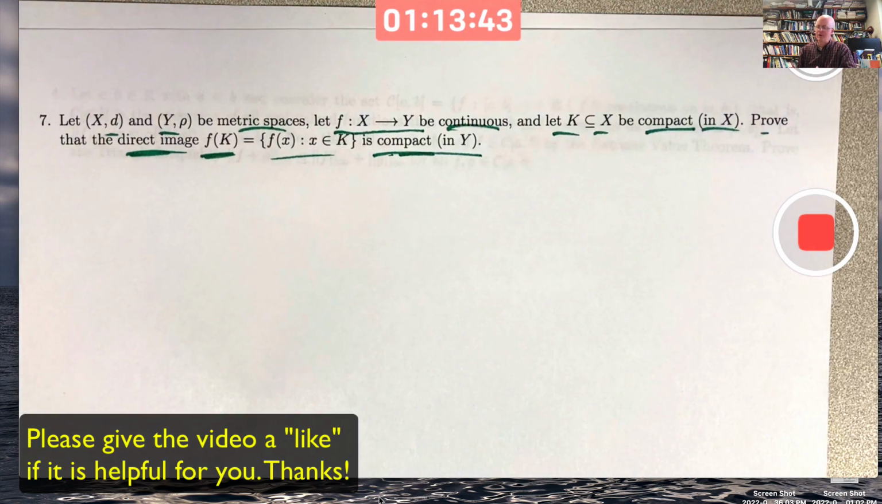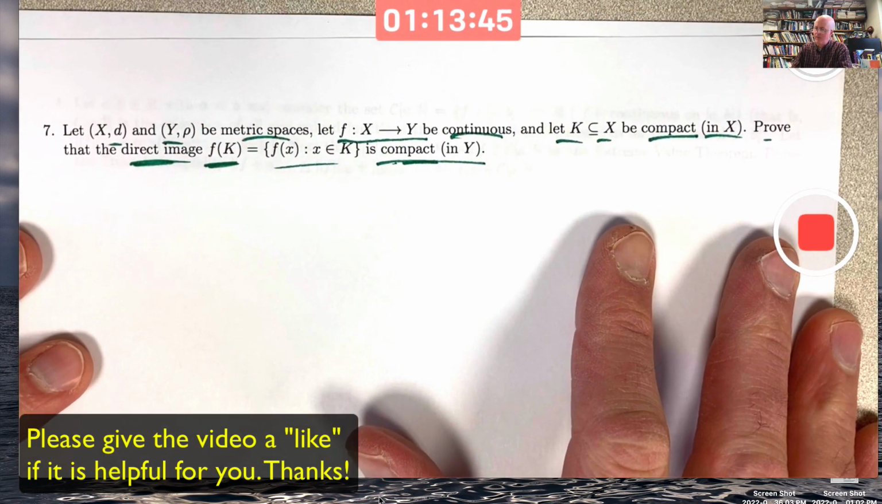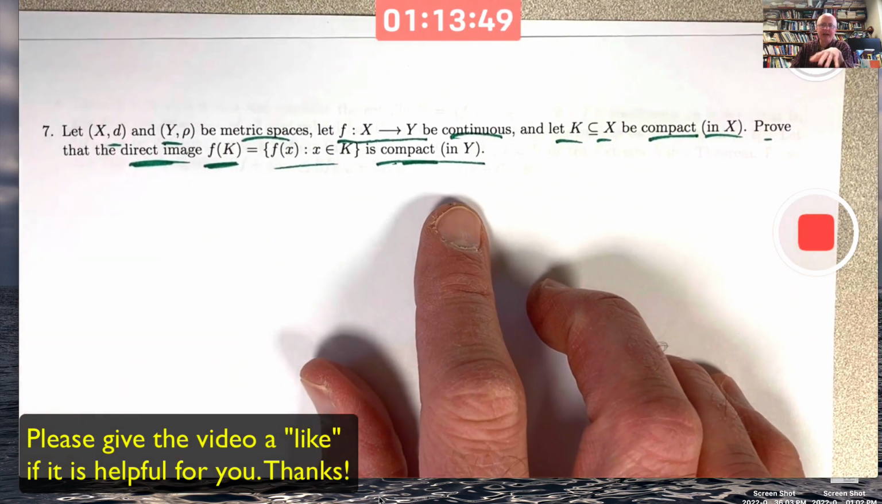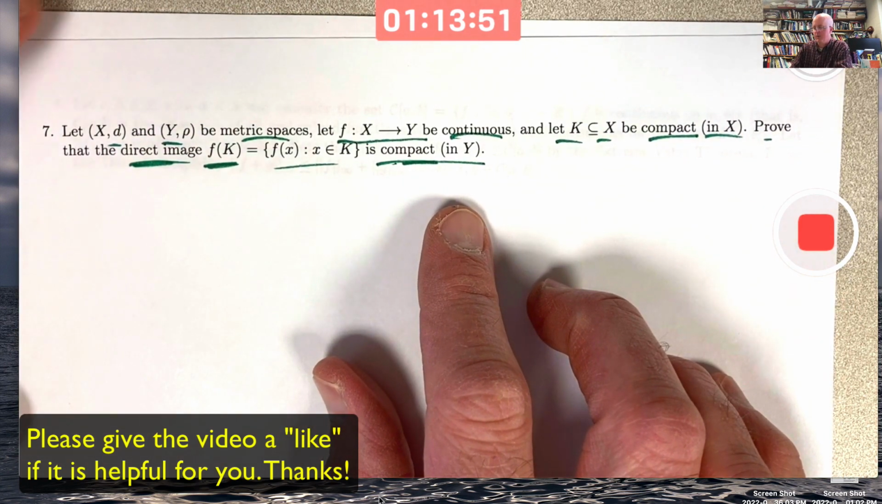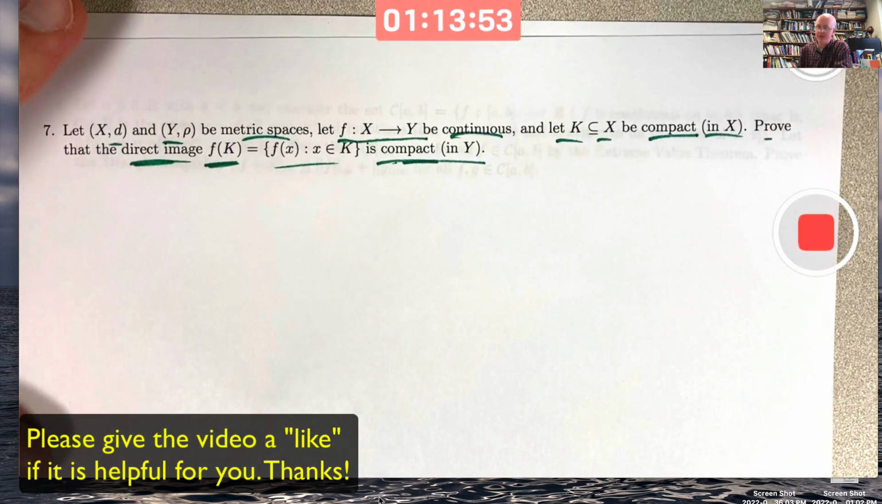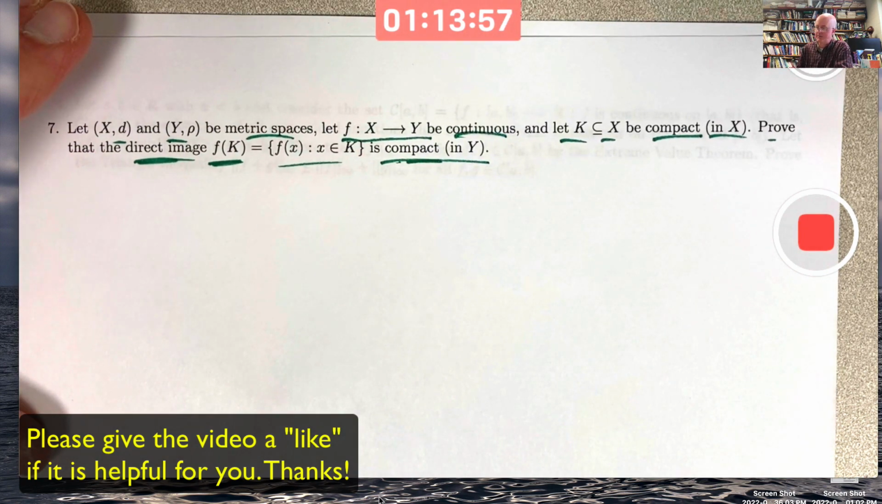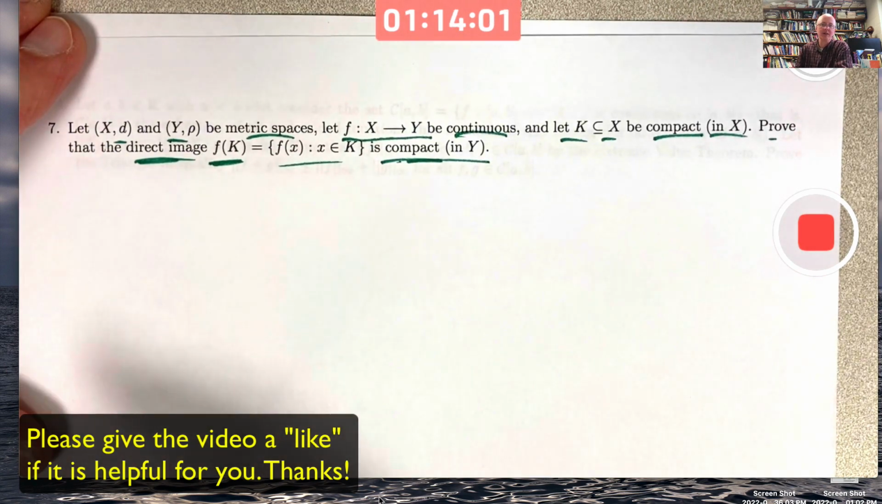So what do we have to do? We're not talking Euclidean spaces here, so we cannot apply the Heine-Borel theorem, though if we did, that might not necessarily be much help unless you could apply the Euclidean version of the extreme value theorem. We need the definition of compact in terms of every open cover having a finite subcover. That's what we need.